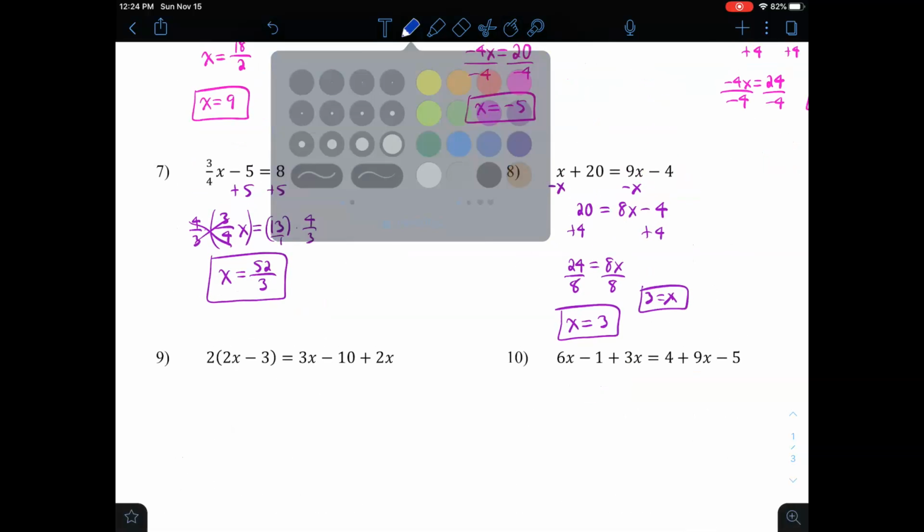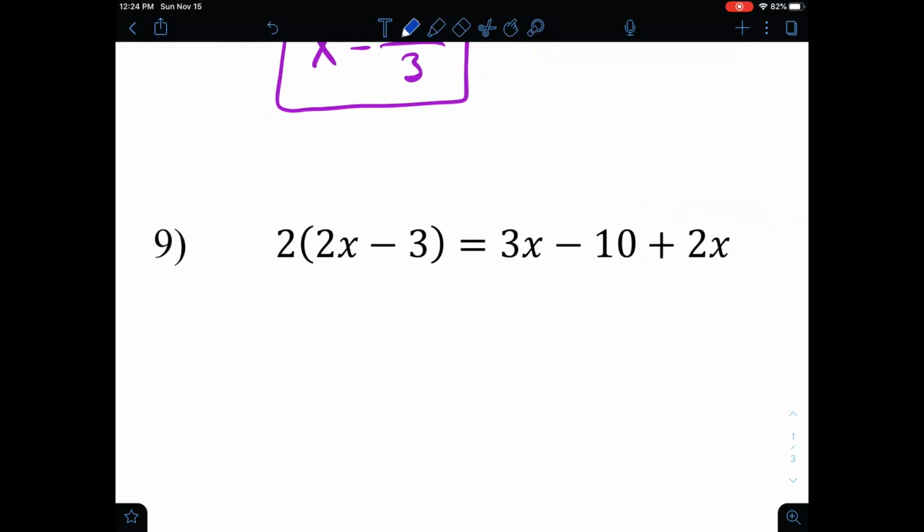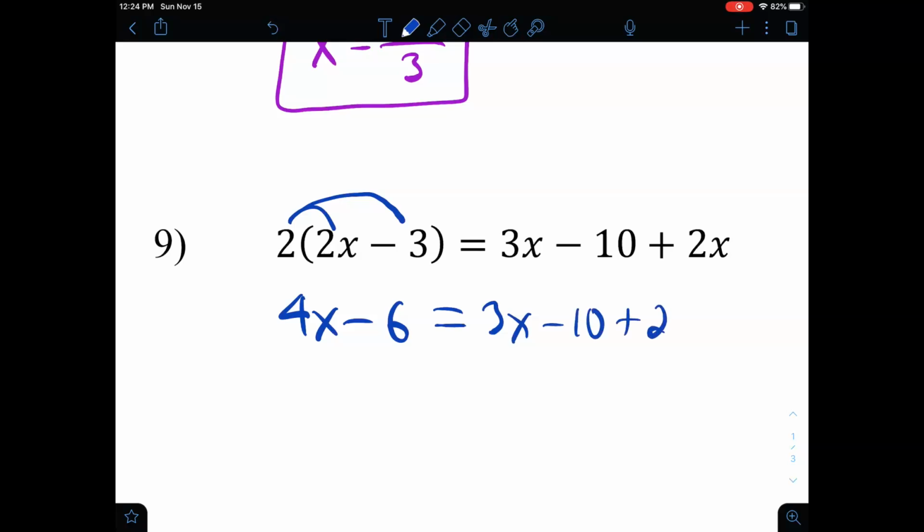Okay, number 9. New color, moving along here. We have 2 times 2x minus 3 equals 3x minus 10 plus 2x. First of all, anything to distribute here? Yes, we got the 2 to the 2x and 2 to the negative 3. So what we're going to do is 2 times 2x is going to be 4x. 2 times negative 3 is negative 6. Equals, and we have 3x minus 10 plus 2x. Keep the rest of it the same.